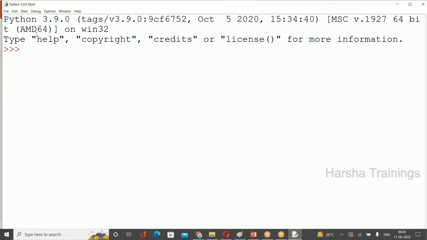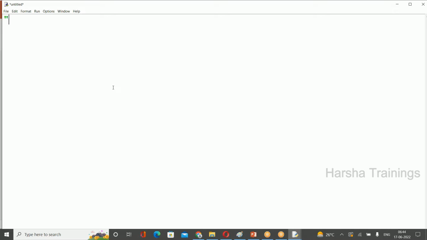File, take a new file. For example, first I am writing multi-line comments. Here you use quotations, either single triple quotations or double triple quotations. Suppose I am writing like this: This is the program to perform addition of two numbers. Close. See this one, this is a comment. This is not executed by the interpreter. So by seeing this, okay, this is the program to perform addition of two numbers.